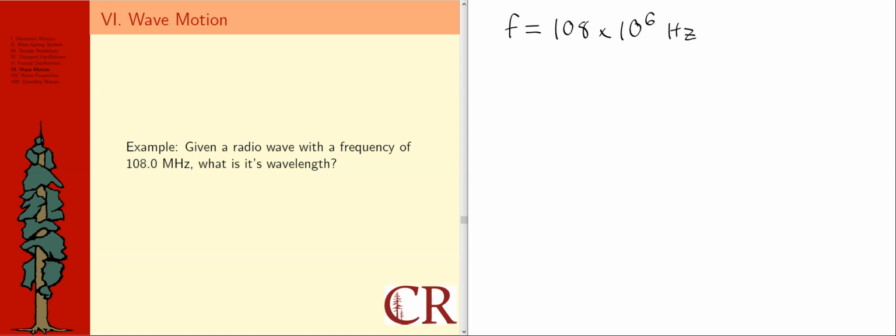There's not a lot of other information that's given to me here to help me find the wavelength, but it's common knowledge in physics that radio waves travel basically at the same speed as light does. They're both electromagnetic waves, and light travels at about 3 times 10 to the 8 meters per second.